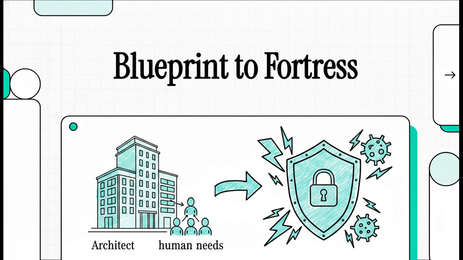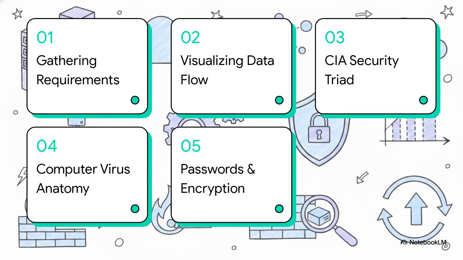It's this complete continuous life cycle of creation and protection, and today we're going to walk through exactly how it's done. All right, let's dive right into this. Here is our roadmap for the Explainer. Number 1, gathering system requirements. 2, visualizing the data flow. 3, the CIA security triad. 4, anatomy of a computer virus. And finally, number 5, passwords and data encryption. So we're laying the blueprint and then we're building the fortress.